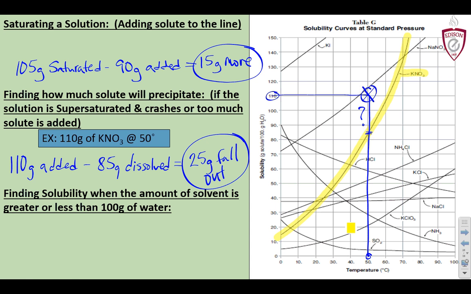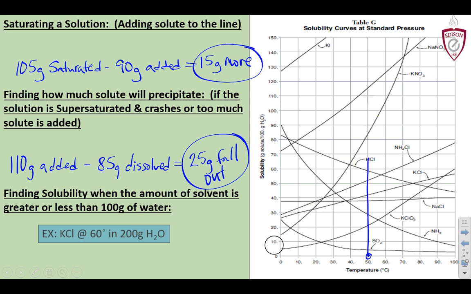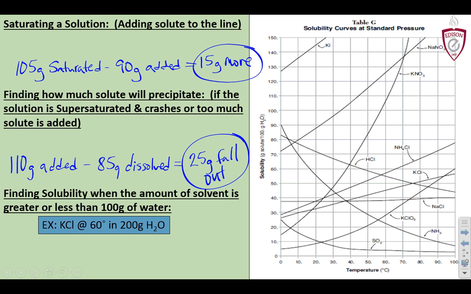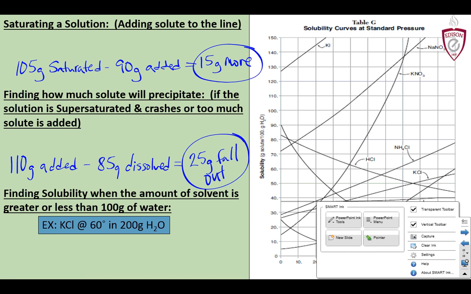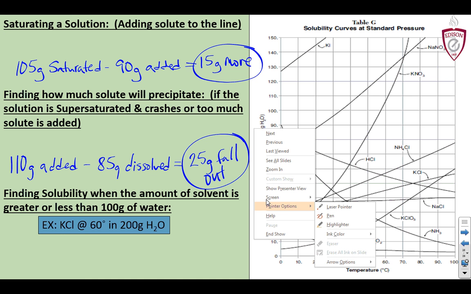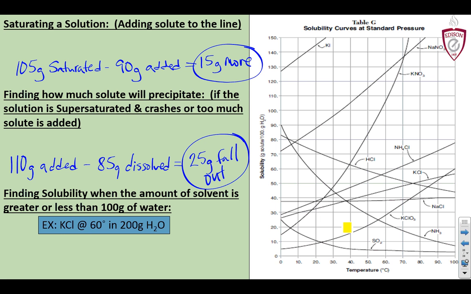See, we can play games with this particular chart. Now here comes the most common game that the Regents test wants to give us, and they are going to change the amount of water. Right. So now just thinking about this, if I double the amount of water, what should I do to the amount it should dissolve? We're talking about KCl here. There you go. I should just be able to dissolve more.